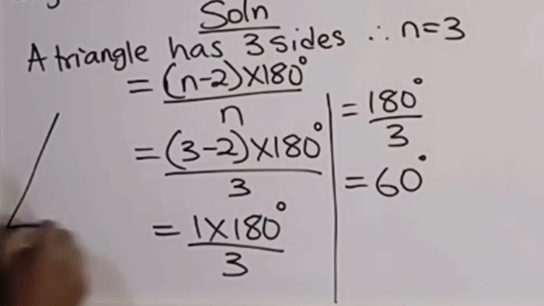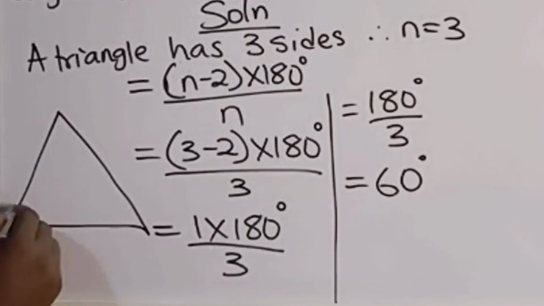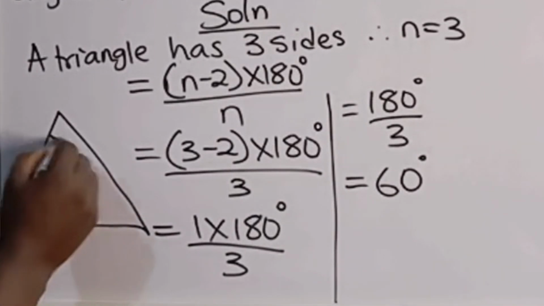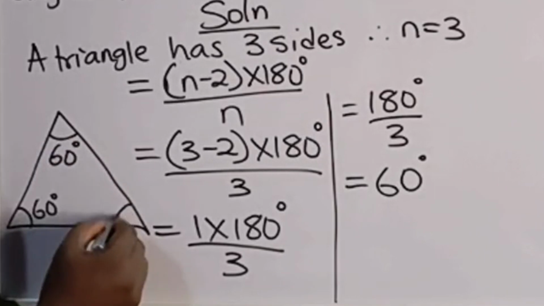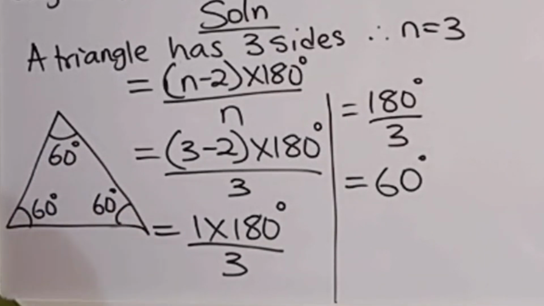So if you have a triangle like this, this is going to be 60 degrees, this is going to be 60 degrees, this is going to be 60 degrees. So this is how to calculate the size of each angle of a regular triangle. 60, 60, 60, that gives us 180 degrees. So we're going to look at another example.